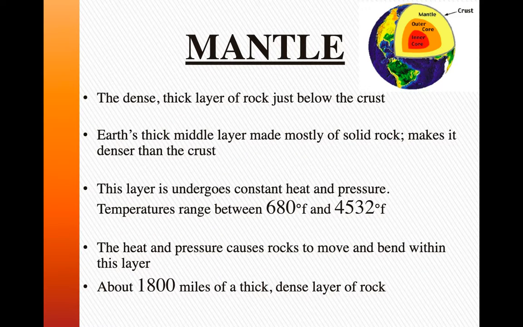All right, the mantle. So that is your second outer layer, just right underneath the crust. It says the dense, thick layer of rock just below the crust. It's Earth's thick middle layer, made mostly of solid rock, which makes it denser than the crust, so it's made more of rock than it is of the soil. This layer undergoes constant heat and pressure, so the temperature ranges between 680 degrees Fahrenheit and 4,532 degrees Fahrenheit.